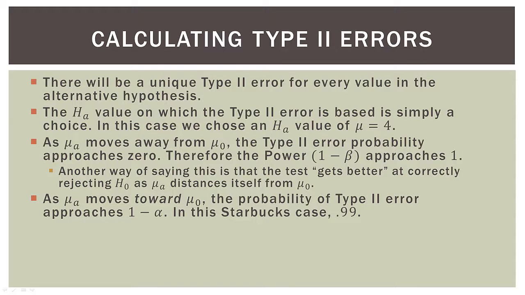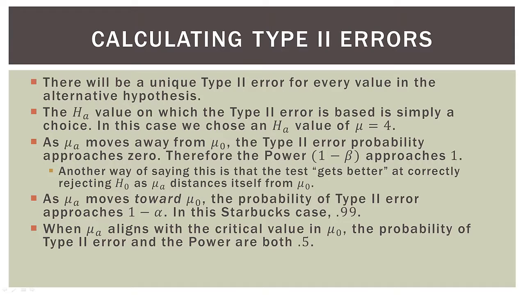Now, when our alternative population mean aligns with the critical value, the probability of type 2 error and the power are both 0.5. So you remember, when we lined up the curves on that critical mean of 3.699, that split the top distribution in equal halves, so our power was 0.5 and our type 2 error rate was 0.5.